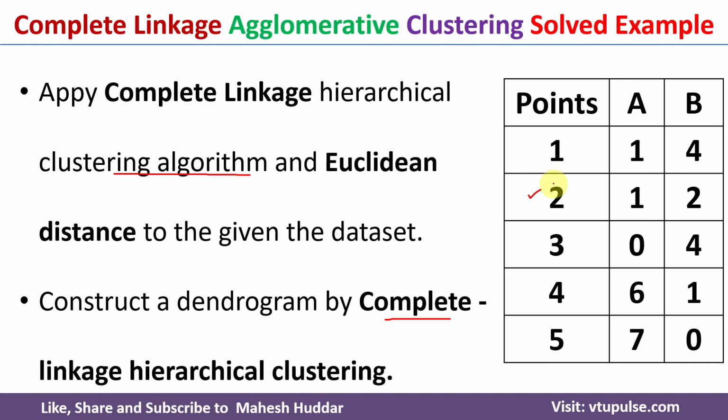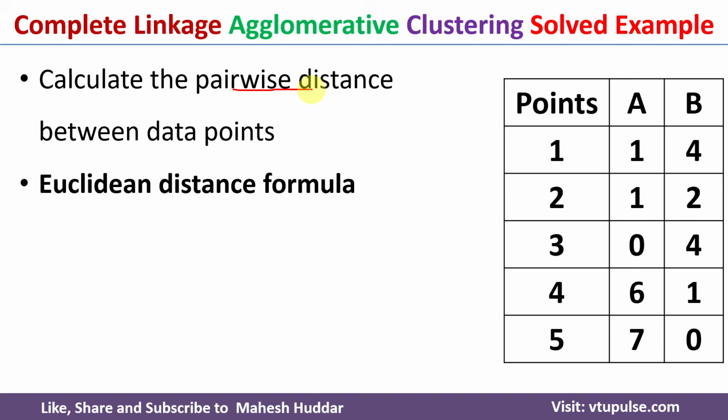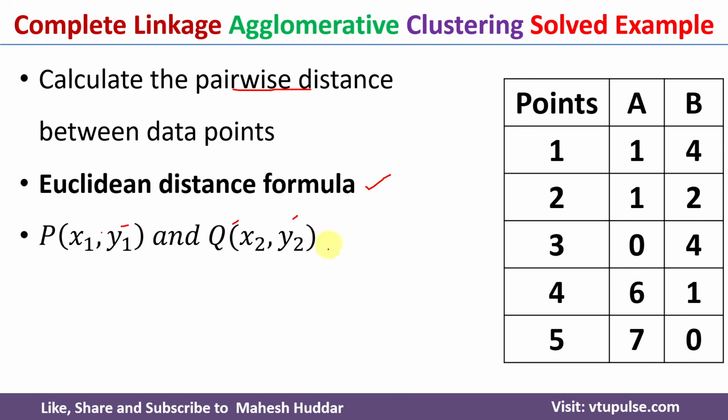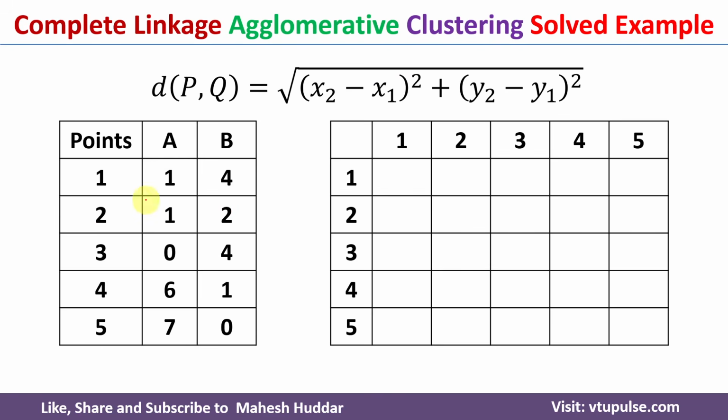In the complete linkage agglomerative clustering algorithm, first we need to calculate the pairwise distance between the data points by using the Euclidean distance formula. So here consider two data points P and Q with the values x1, y1 and x2, y2. The distance between these two data points by using the Euclidean distance formula is equal to square root of (x2 minus x1) square plus (y2 minus y1) square. So this is the given data set. Here we have the Euclidean distance formula.